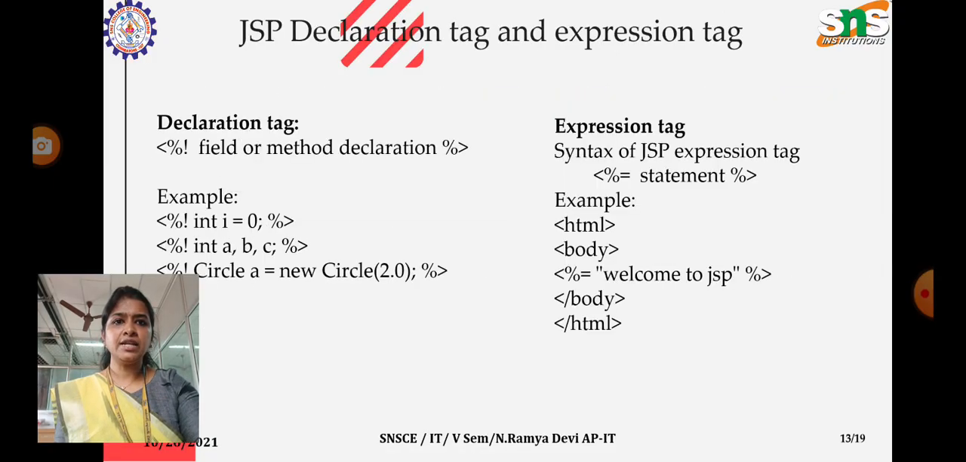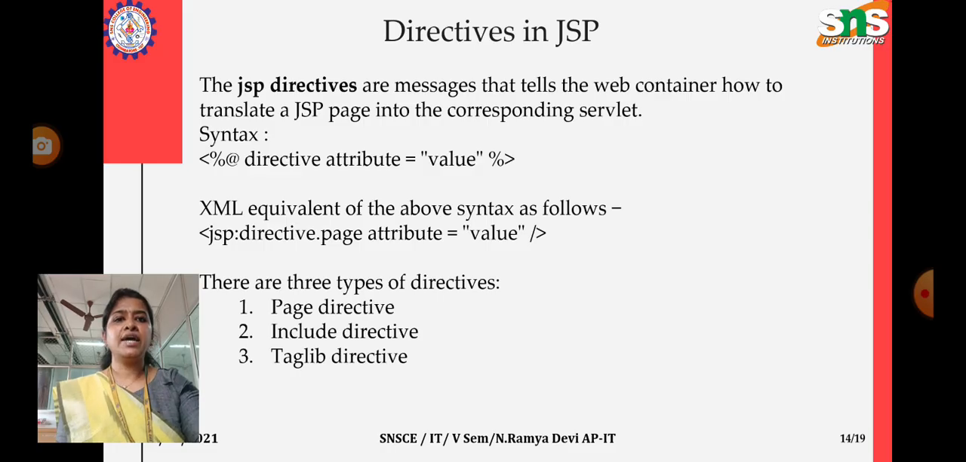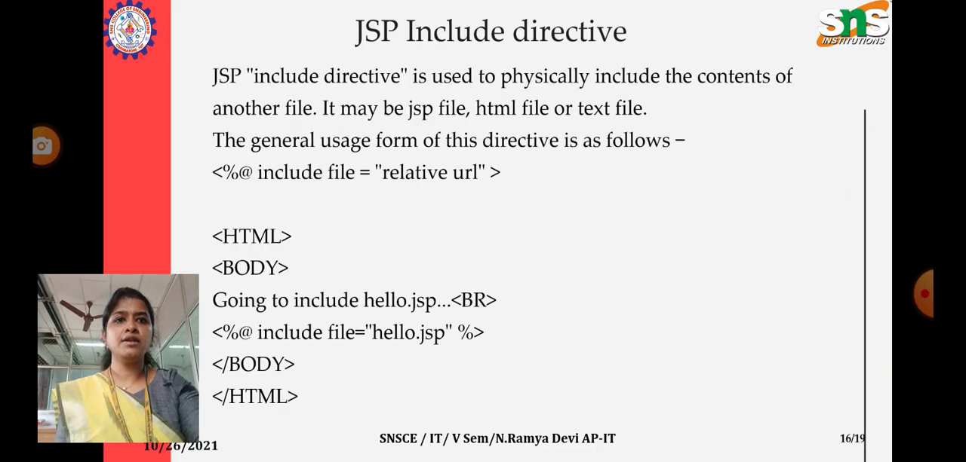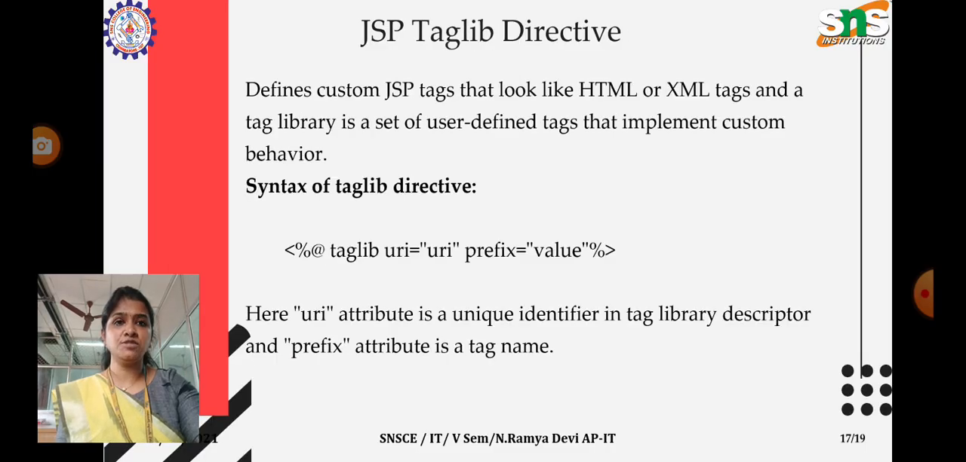The declaration tag is used for declaring the variables, the expression tag is used for expressing the statements, and then directives: we have three types of directives, page directive, include directive, and taglib directive. It is used for redirecting the Java JSP pages. Like with page, we can include import, and then we can include a file called another JSP file, and with taglib we can include the URI.